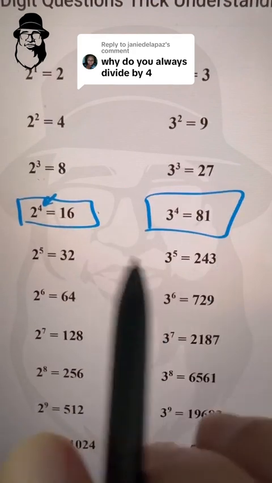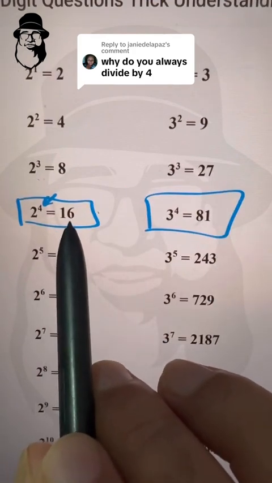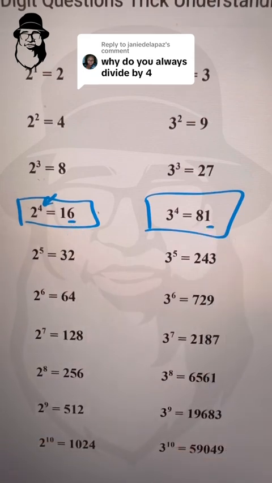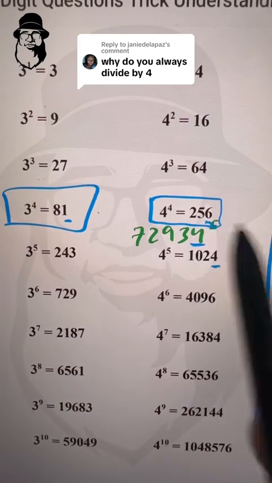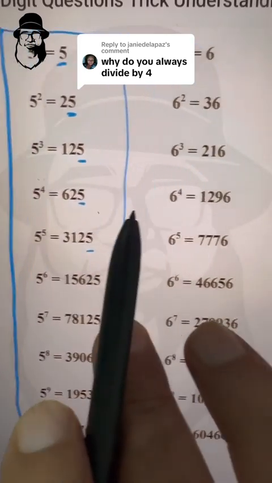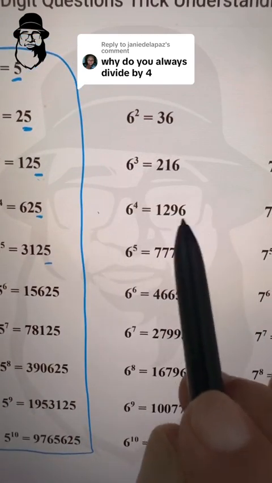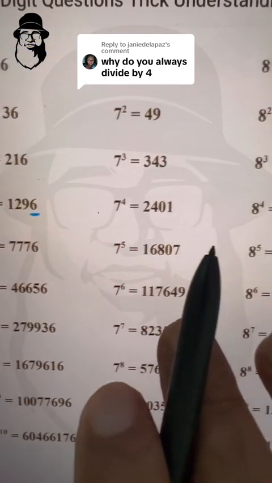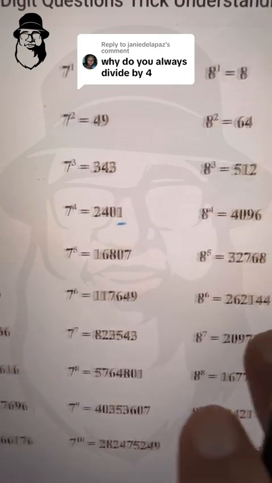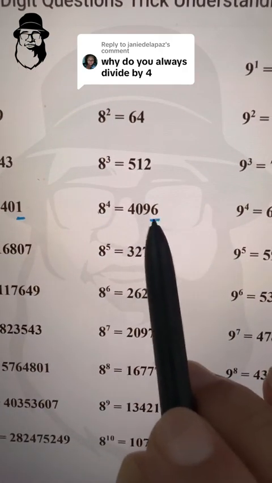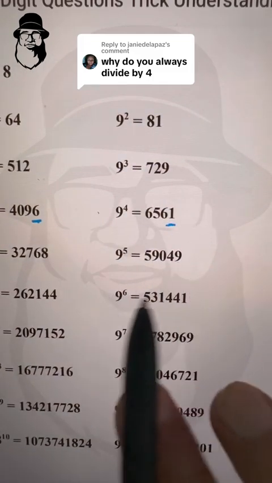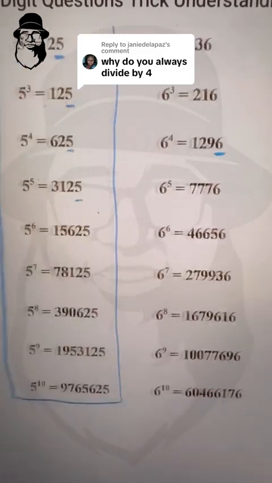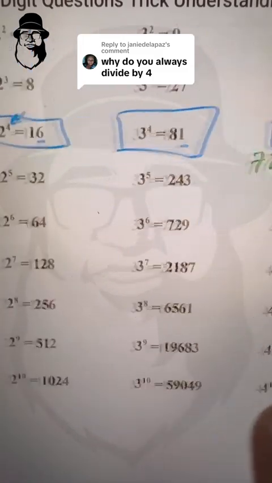Now check here. This number is ending in 6, then 1. Then 4 to the power of 4 is ending in 6. Then 6 to the power 4 is ending in 6. 7 to the power 4 is ending in 1. 8 to the power 4 is ending in 6. Then 1. This pattern will always be the same: 6, 1, 6, 1, 6, 1, like that.